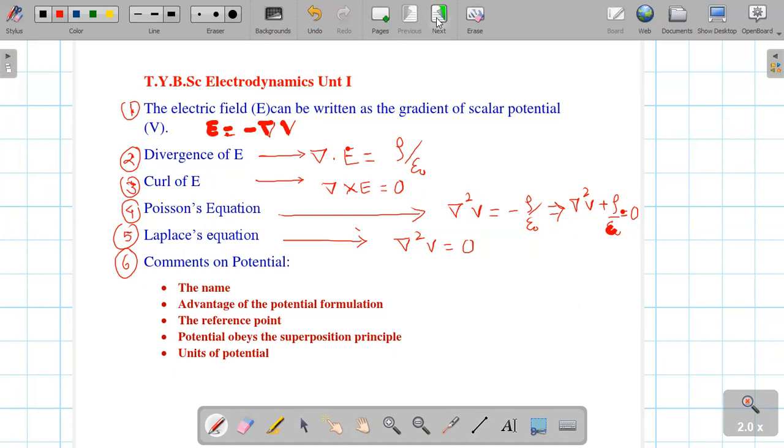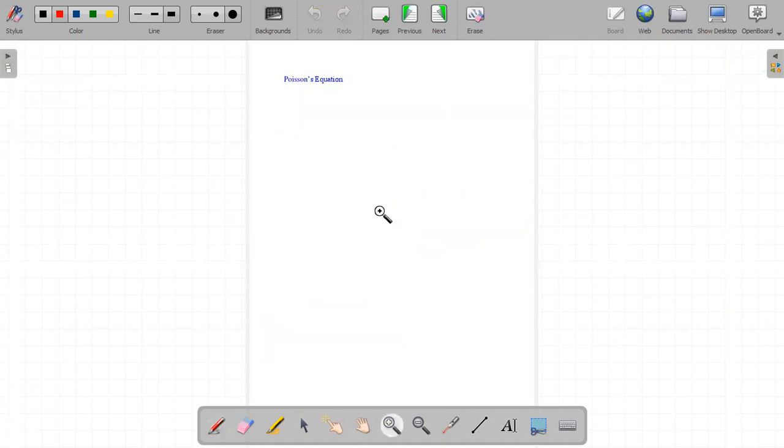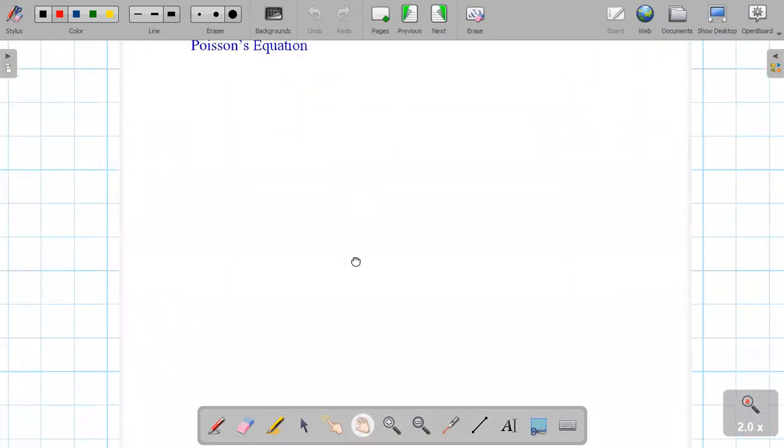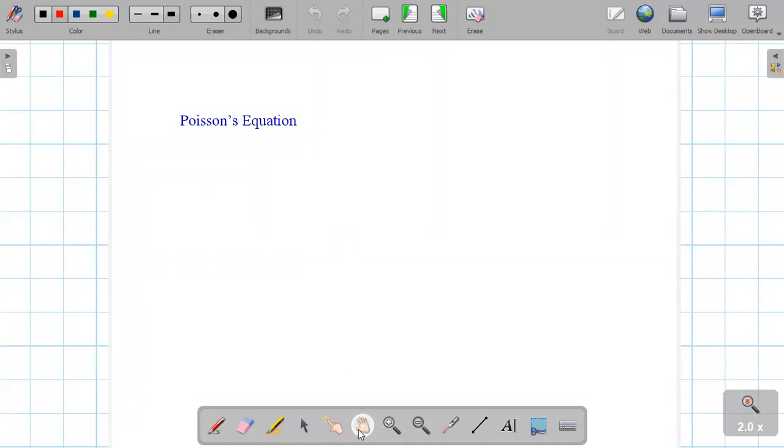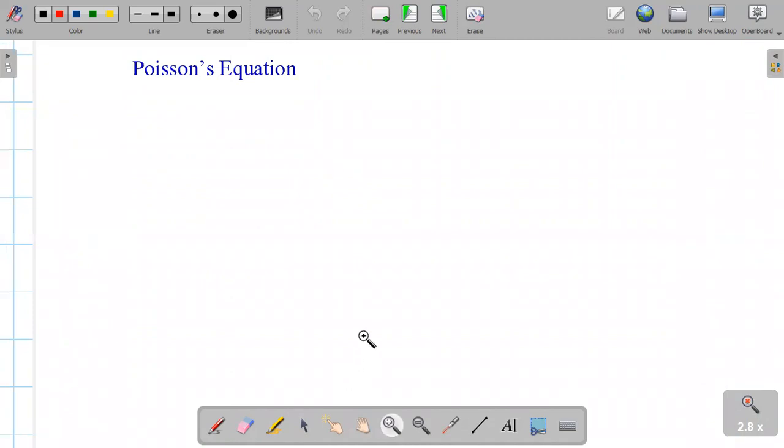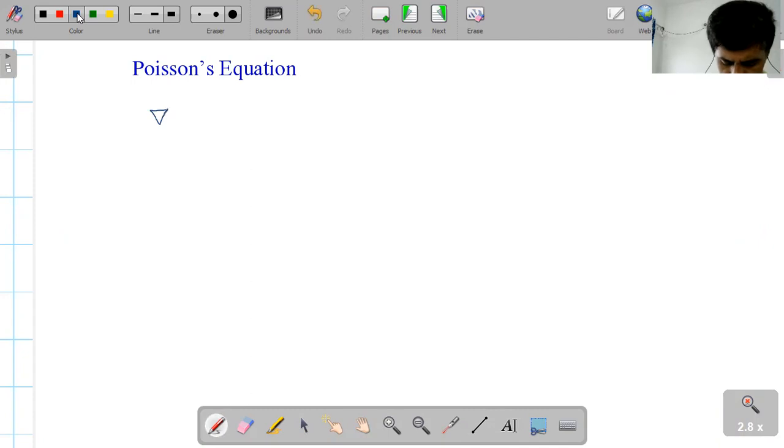And the next point is Poisson's equation. I will zoom this. I think you can view the screen. Now, what is Poisson's equation? I will first write Poisson's equation. Our aim is to derive Poisson's equation, that is, show that del square V is equal to minus rho upon epsilon 0.